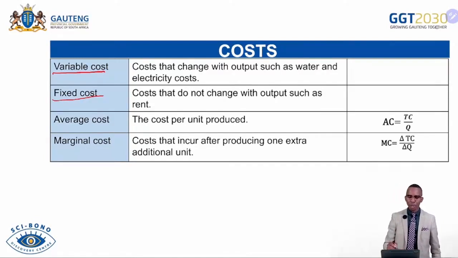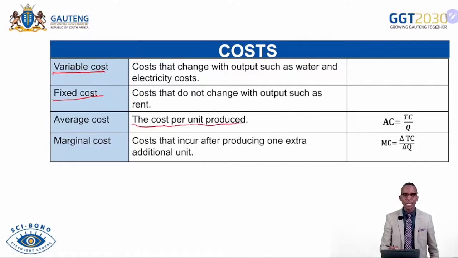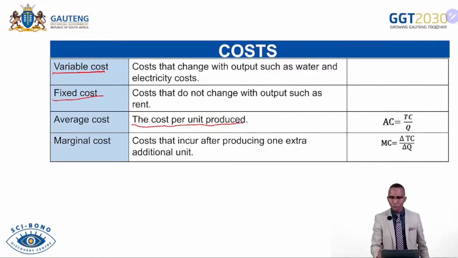Average cost. This is the cost per unit produced. Each and every unit that has been produced has its own cost. We call this the average cost. So there's a formula for that one. We say AC equals total cost over quantity, AC equals TC over Q, or over output.